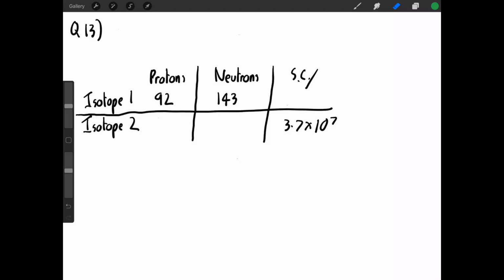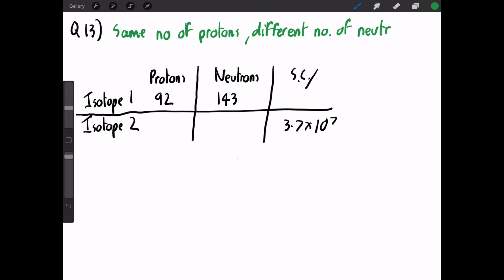Right, question 13. Explain what is meant by an isotope. So an isotope simply has the same number of protons, because it's the same element, but a different number of neutrons. Nice and easy, 2 marks.